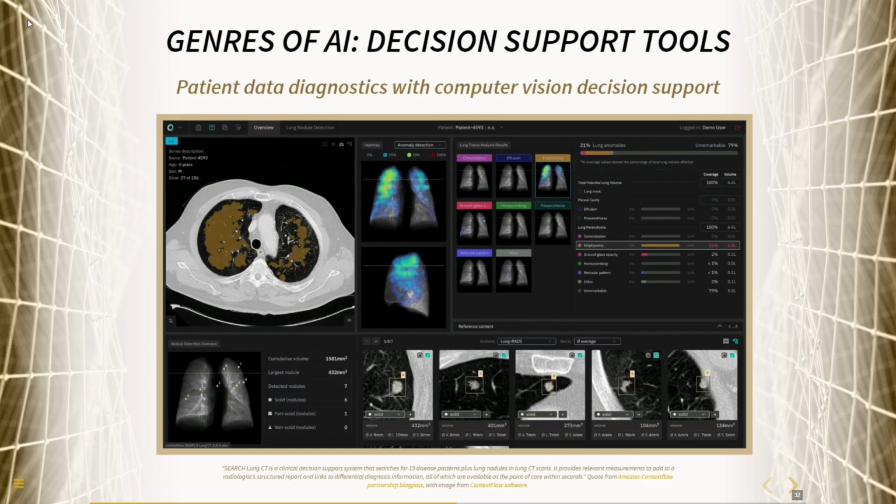A slightly more advanced example in the same genre of tools is this particular decision support system that a doctor would use to search for disease patterns in different kinds of lung images, right? Lung CT scans. And so it provides different kinds of measurements to add a little bit more detail to a radiologist's report, and then allows them to move towards some sort of diagnostic information, right? So in this particular case, we're looking at patient data diagnostics with added computer vision decision support, again, with a family of algorithms working behind the scenes to provide a radiologist with a little bit of guidance about where and how they should be focusing their attention, right?